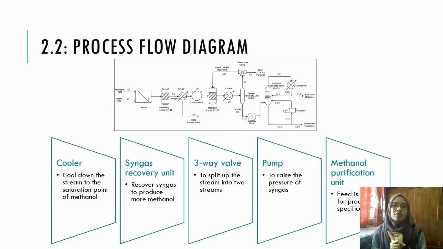The three-way valve is used to split the stream into two, which are to be purged out and to be recovered. After the liquid stream is pressurized by a pump, the feed is then purified to meet the product specification of 95% methanol. Then I will pass the presentation of chapter 3 to my teammate Deborah.